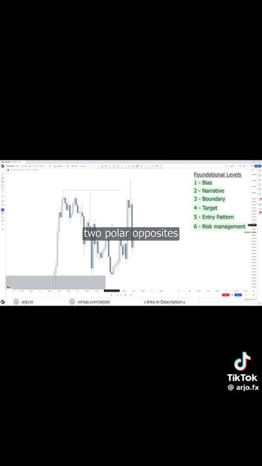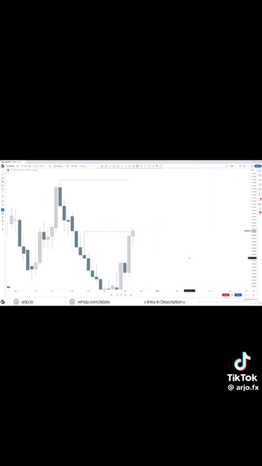There's no light without dark, and there's no dark without light. So there need to be two polar opposites, and that's the same in the market. We need to have low probability conditions, but also high probability conditions. The only way we can recognize them is if we stick to a certain trading plan. It's very important.